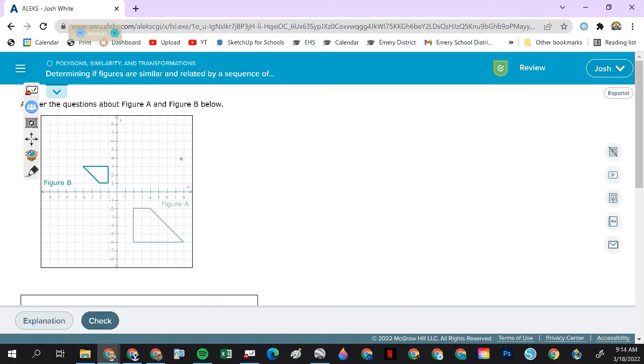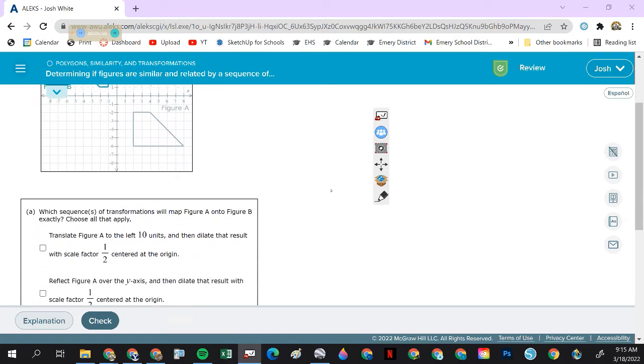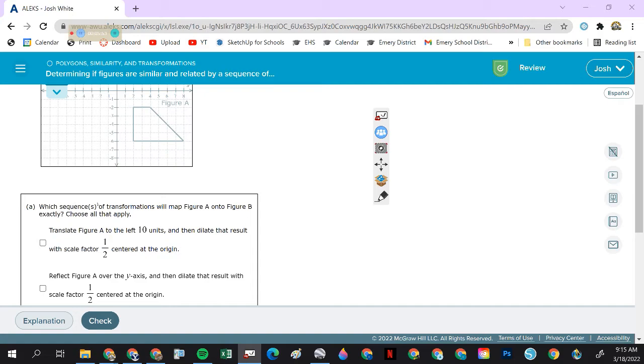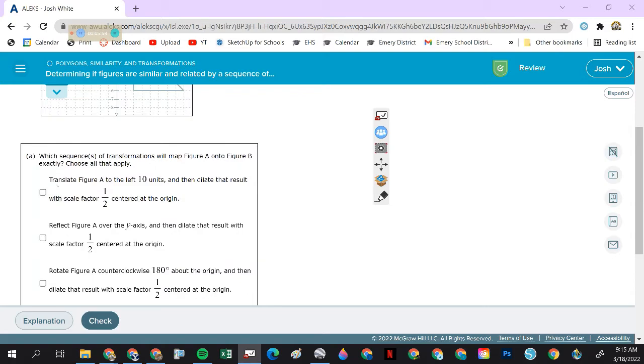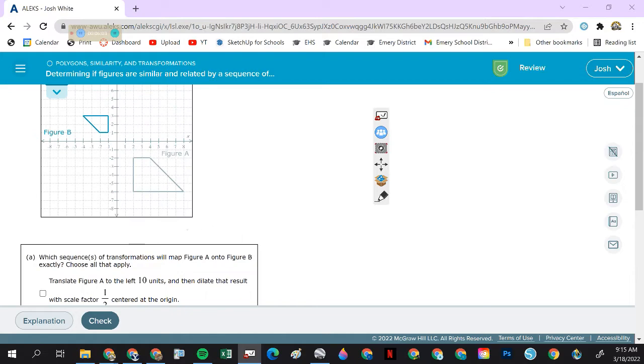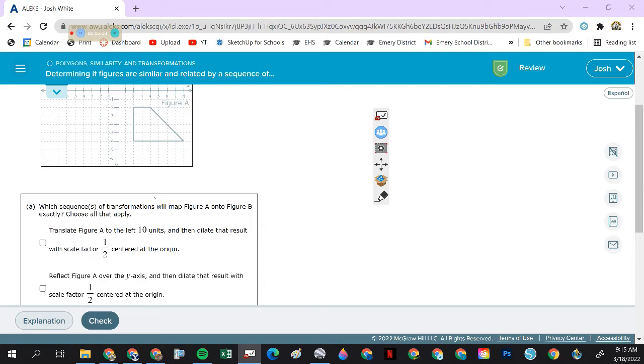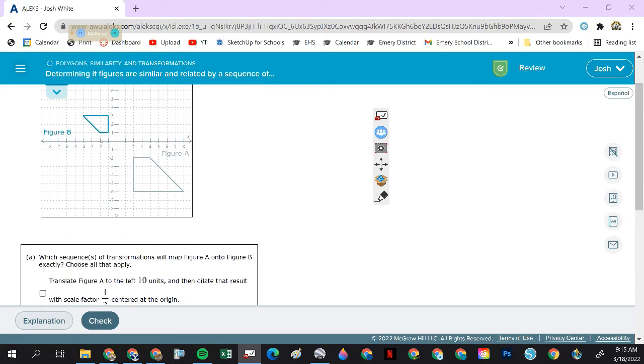All right. So here we have the solid shape. We want to turn figure A into this solid shape here. How are we going to do that? So which sequence of transformations will map A onto B? So translate A to the left 10 units and then dilate the result. So if I slid this left 10 and then did a dilation from the center, is it going to end up looking like this? No.